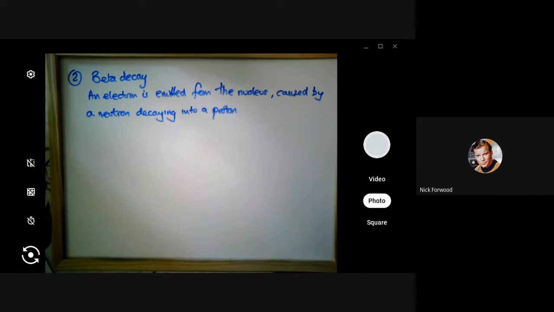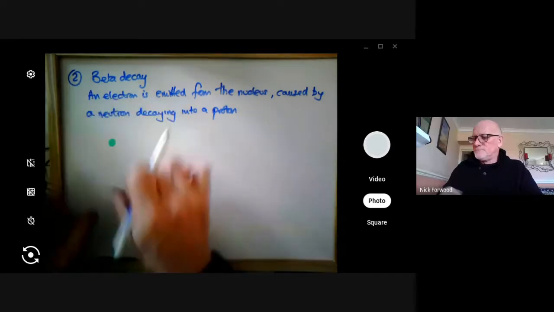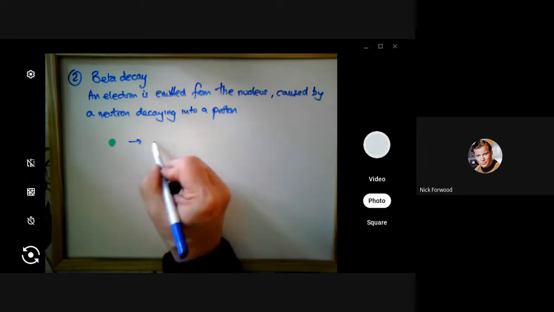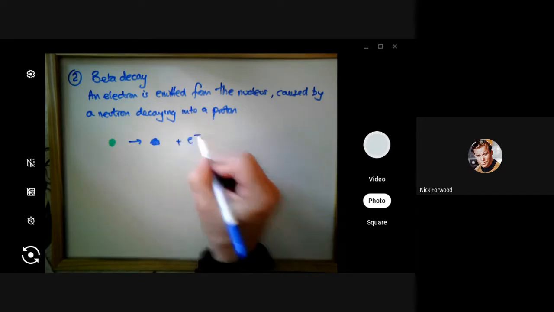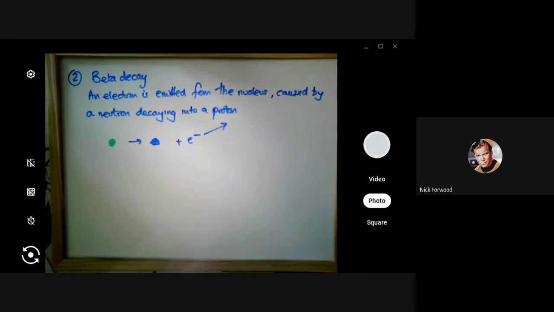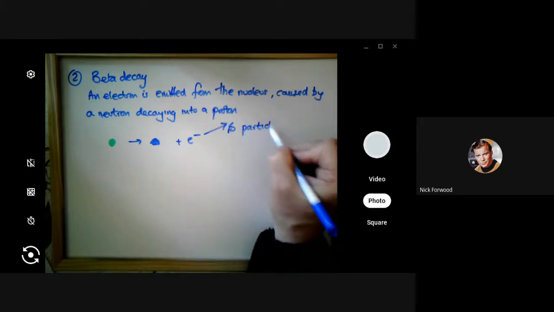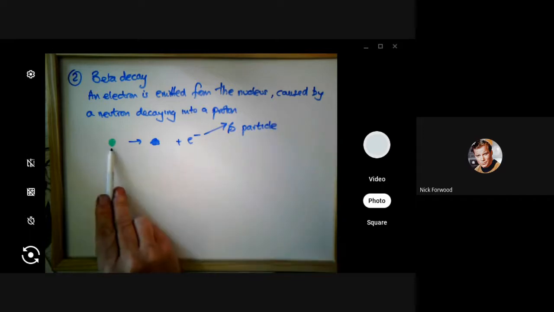So I've got a neutron, green blob, somewhere in the nucleus, surrounded by loads of other protons and loads of other neutrons. It decays into a proton, and the electron, the negative electron, is shot out and is emitted as a beta particle. So the proton remains in the nucleus.